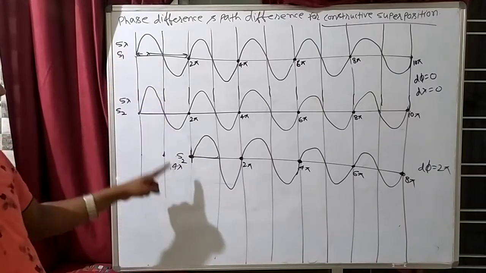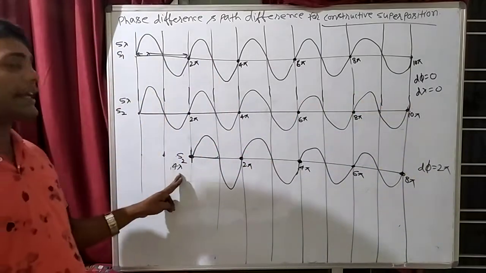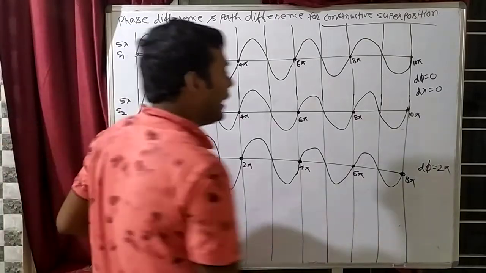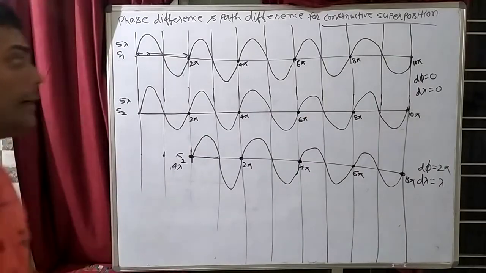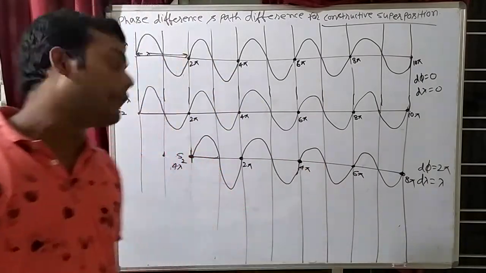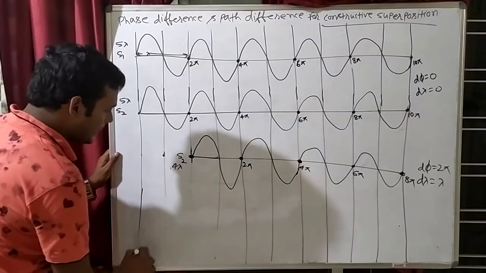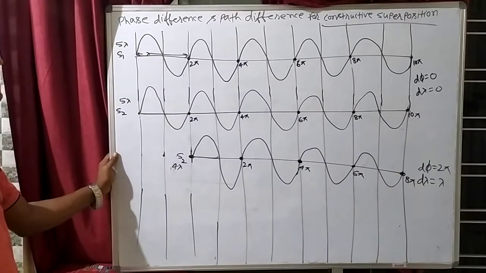This is the first source. This is now the second source. Now forget about this one. This is the first source. This is the second source. What is the difference in path length? Lambda. So delta lambda is how much? Change in path length is how much? Lambda. Clear? For getting the next constructive, what will I do? Can you tell fast? For getting the next constructive superposition, what will I do?